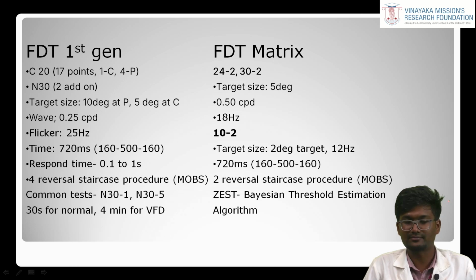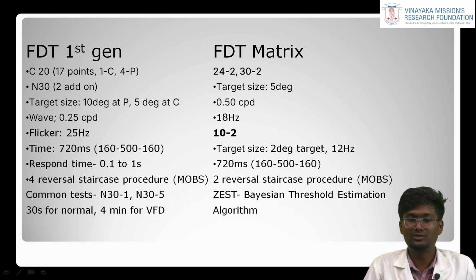In the FDT Matrix, which is a second generation perimetry, there are 3 strategies: 24-2, 30-2 and 10-2. In 24-2 and 30-2, the target size is 5 degrees, which is very small compared with the first generation, so that it can find smaller problems early. It uses a wave of 0.5 cycles per degree. The frequency is also much lower, at 18 Hz.